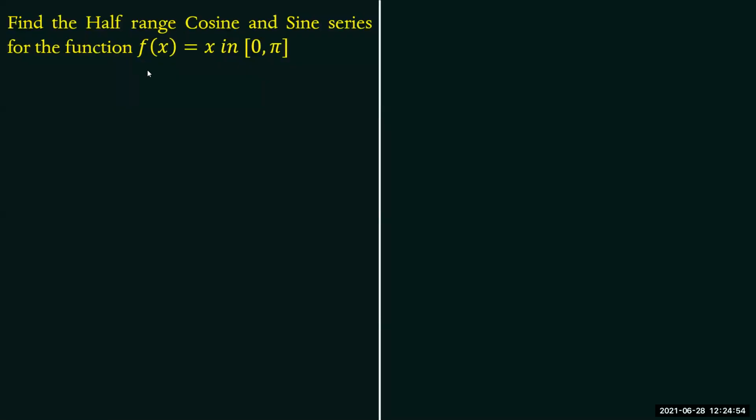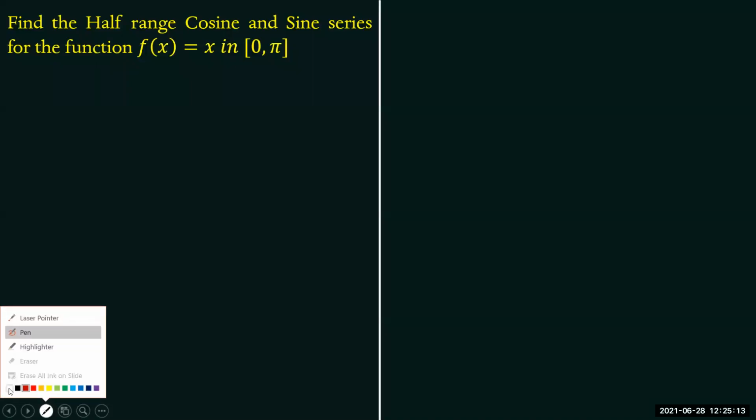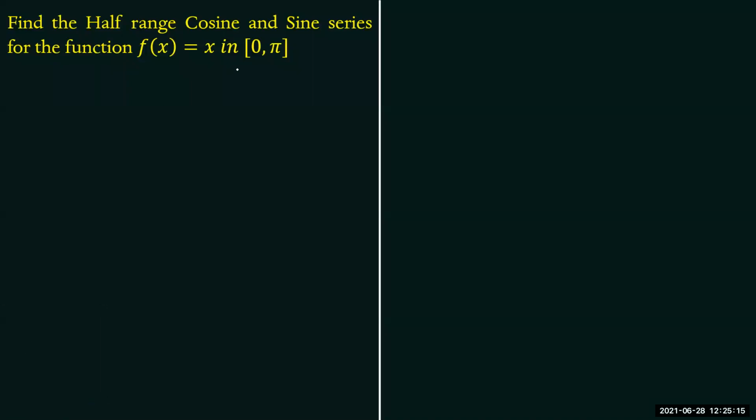Let's take this question now. Get the question carefully. Find the half range cosine and sine series for the function f of x equals x. When you are given this type of question, you need to observe 2 points. Point number 1, you are given the function in a half interval. It is defined in the interval 0 comma pi. This is your first observation. You need to always look at this. Sometimes in the question, this word half range may not be mentioned, right?